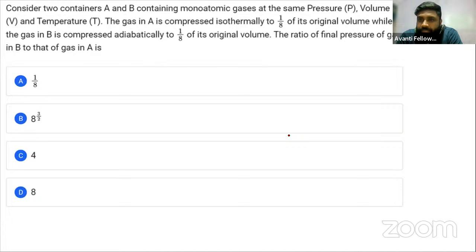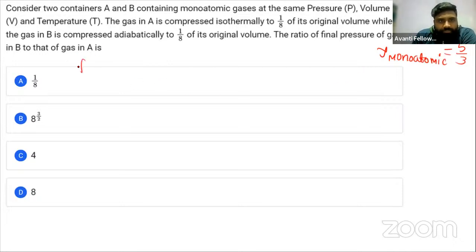Now this gas is monoatomic, and because the term adiabatic is used here, in the adiabatic process we need to know what gamma is for a monoatomic gas. So gamma for a monoatomic gas is 5 by 3.